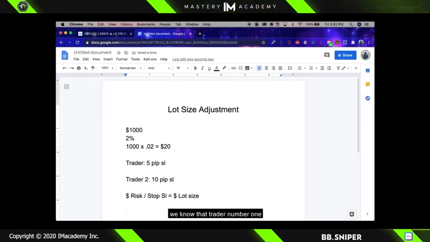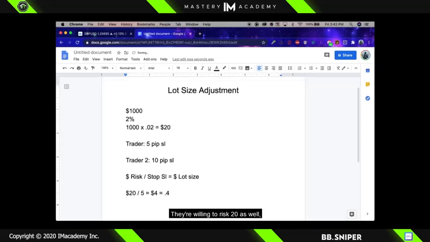Trader number 1. We know that trader number 1 is willing to risk $20 on this position, divided by their stop loss, which is 5 pips. We know that they can trade at $4 a pip, which for our lot size we know is a 0.4. Trader number 2 comes in. They're willing to risk $20 as well, but they run a 10 pip stop loss, meaning that they are only able to trade with $2 per pip, which we know is a 0.2.